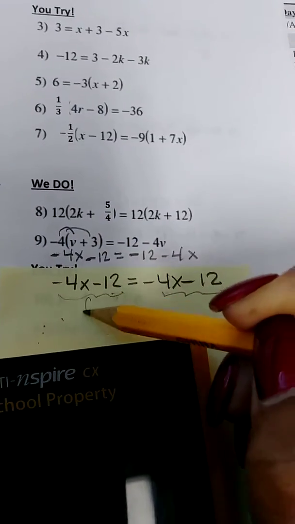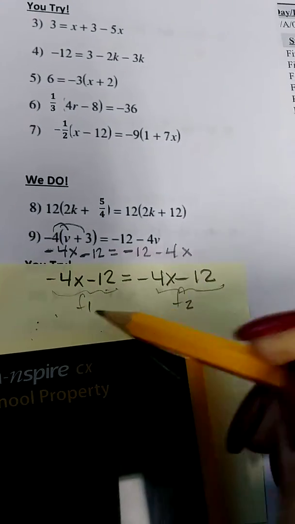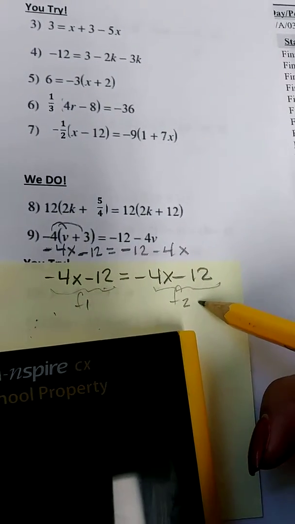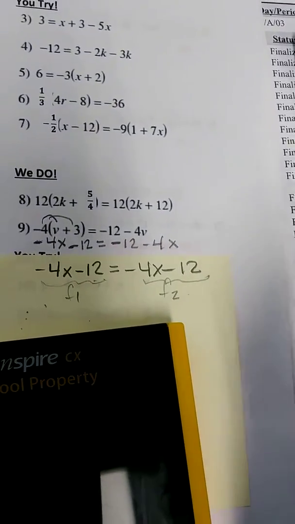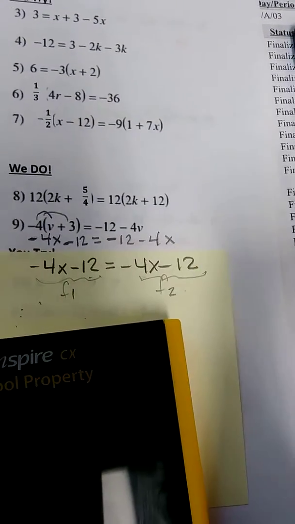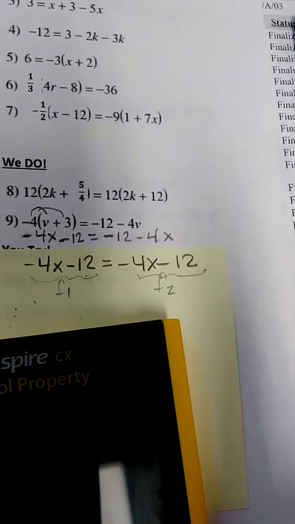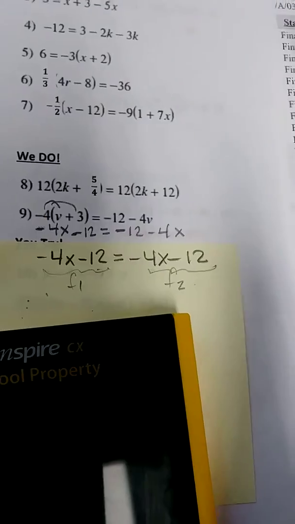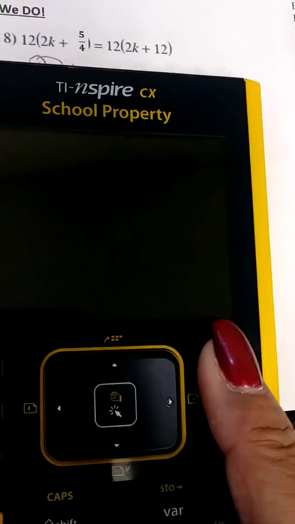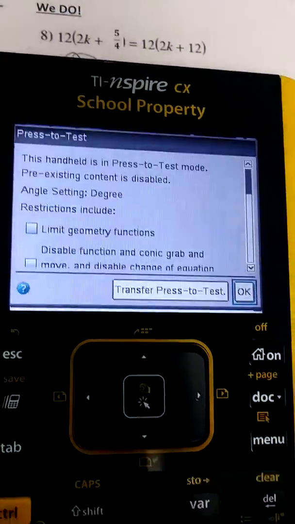So this is going to go in F1. This is going to go in F2. Now, mind you, the 1 and 2 change depending on how many functions or expressions you've actually typed in. And we'll talk about the difference later because right now we're manipulating the calculator to give us what we want and to understand equations, okay? So I promise you we'll clean that up.